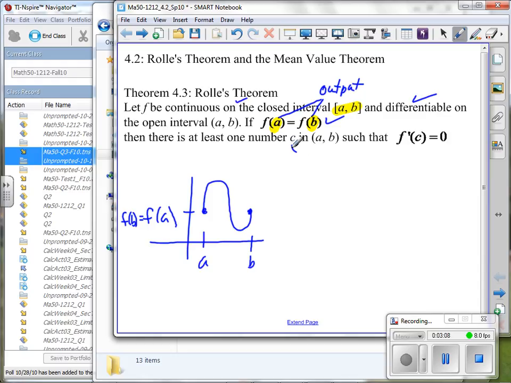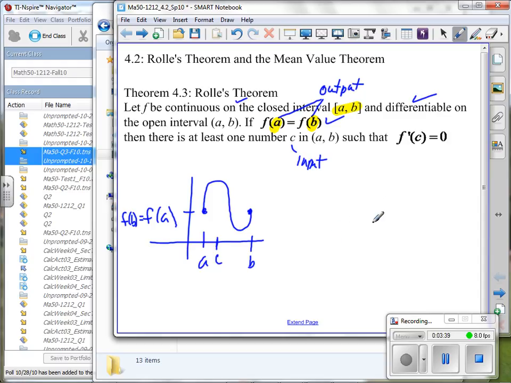At least one number C in the interval AB. So C is an input. Where'd you put C? Somewhere between A and B? Okay, well, I'm going to walk around and make sure I see this. Okay, I'm going to put my C right there. Such that there is a C somewhere in that interval such that what happens? What's the conclusion to this?